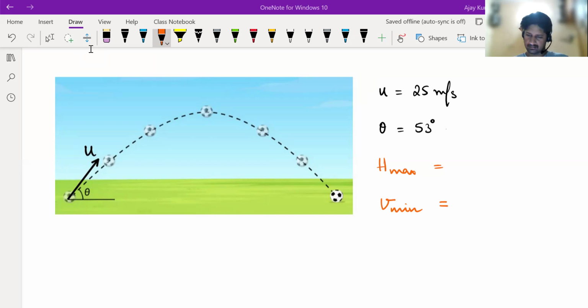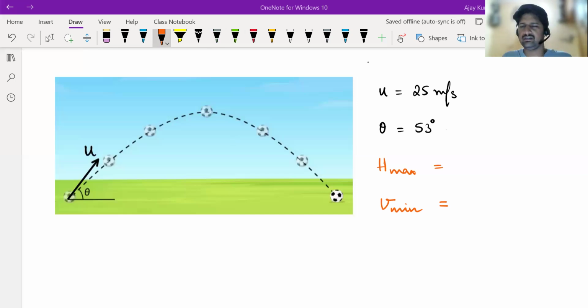Okay, I got only 2 answers so far. Okay, Vanilla, both your answers are correct. And I got one answer for Hmax, which is 4 meters. Hmax is not 4 meters. Okay. Saket, tell me, how do you calculate Hmax? Sir, u sin theta whole square by 2g. Yeah, correct.